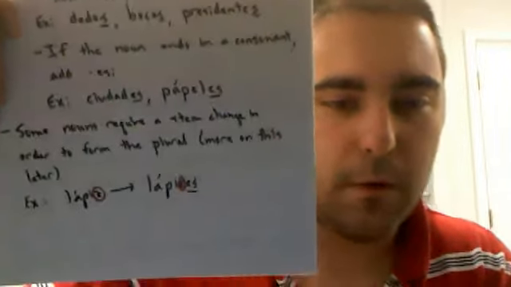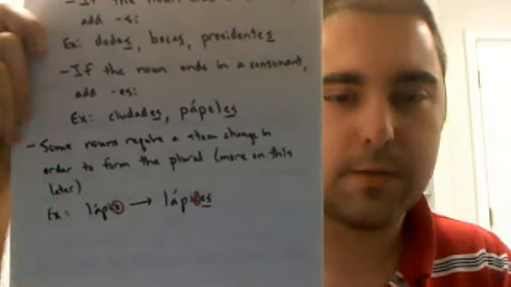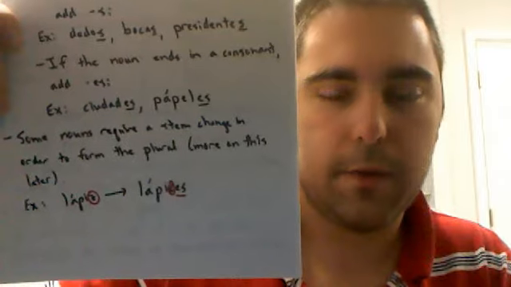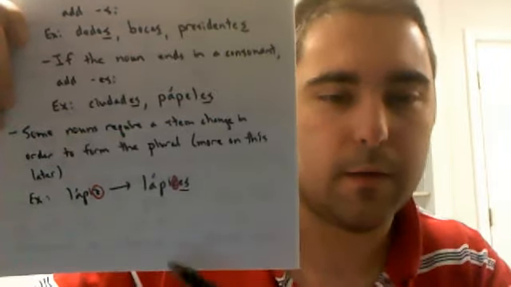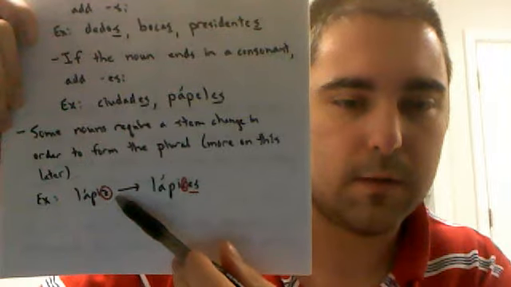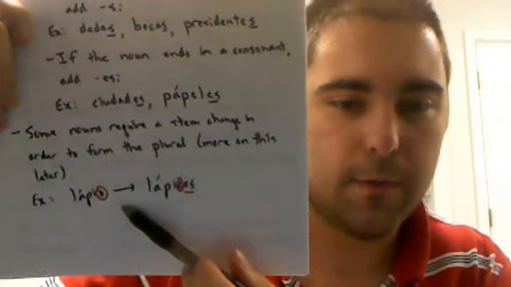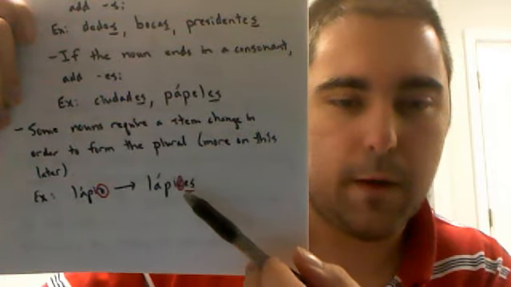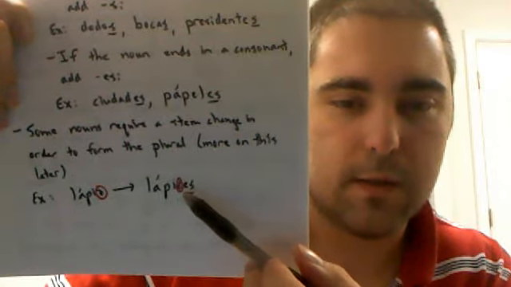Some nouns, there aren't very many of them, require a stem change in order to form the plural. The only one that I can think of off the top of my head is lápiz, which means pencil, which ends in z here, becomes lápices by changing the z to a c and adding es. There are a few nouns that do this, but right now that's the only one I can think of.